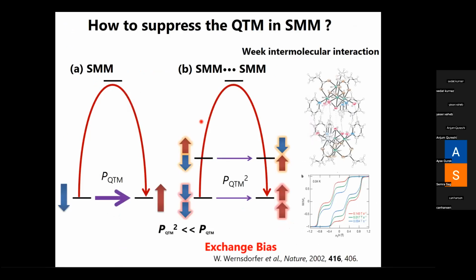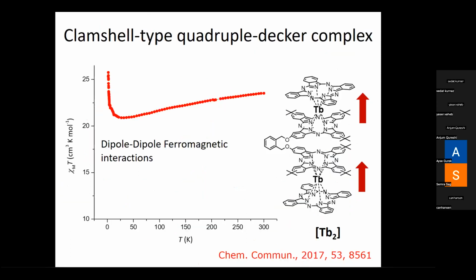And also in the dimer, you can see that at 0 Tesla, there is no step. This means that in the dimer, at the ground state, quantum tunneling is suppressed. So in the dimer, two spins down, at the same time two spins up, at the ground state, has very low probability. So the dimer is very important to suppress the quantum tunneling at the ground state. This is the so-called exchange bias. We use this method.